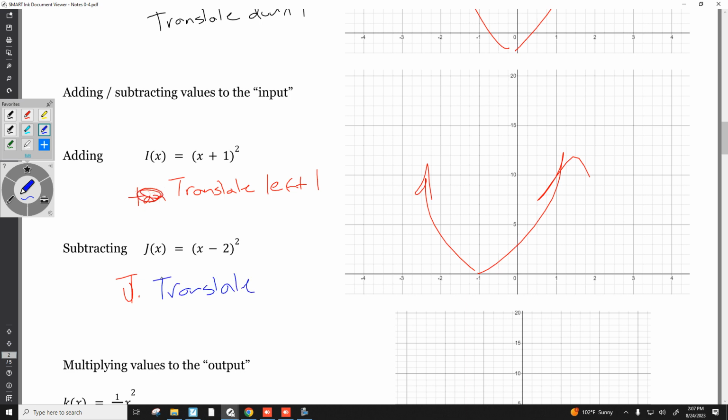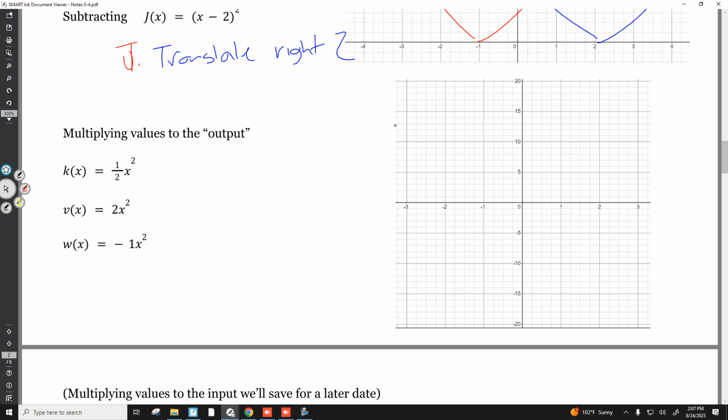All right. If you understand order of operations, you'll understand what happens if you multiply values. Tell your neighbors, what happens if you multiply x squared by a half, 2, or negative 1? Which one's what?